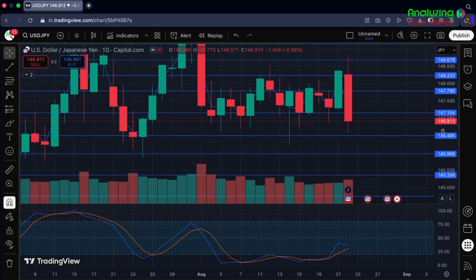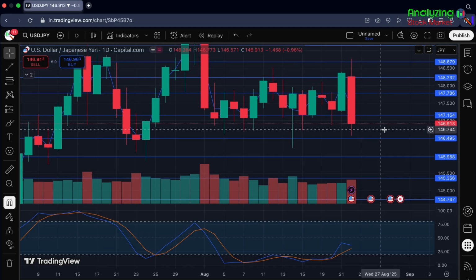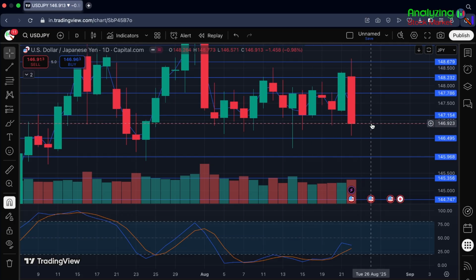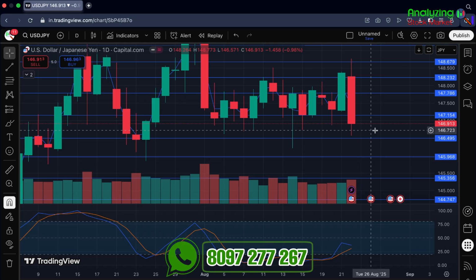So here, as you can see, we have already marked some important support zone during our previous week. So there is no different data. We just see what was the closing on Friday. So here 146.913 was the closing. Direct support is 146.495. Direct resistance is 147.154. After direct support, there is a support of 145.968 and then 145.356. After direct resistance, there is a resistance of 147.786 and then 148.232. So these are two important support zones and resistance zones that will help you to take better SL and target. So do mark on your charts as well.